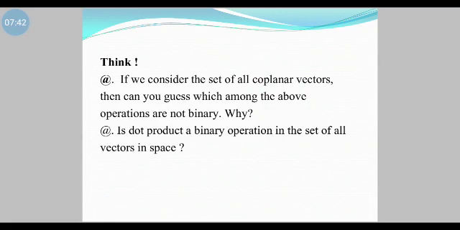And the next one: is dot product a binary operation in the set of all vectors in space? Actually, if we take any two elements from the set, the resulting element after our operation must be an element of S. So here the question is: is dot product a binary operation in the set of all vectors in space? We want to check whether the resulting element must be a vector.